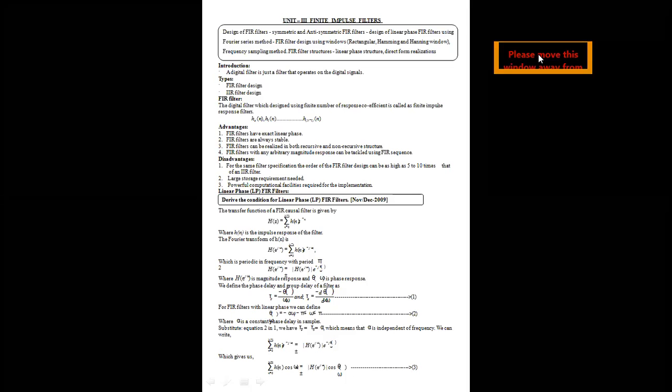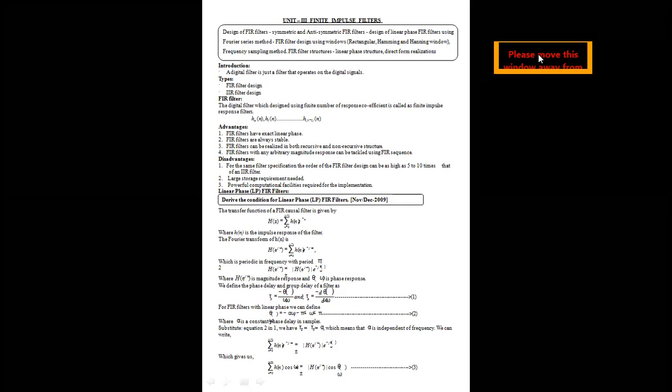Good morning, students. Today we are going to see about finite impulse response filters, FIR for short. In FIR, we need to know how to design the FIR filters. We'll often have symmetric and anti-symmetric filters. And while designing FIR filters, we'll be using three different methods.